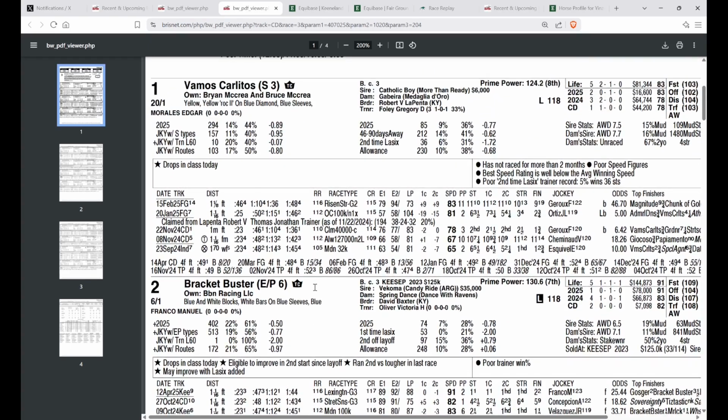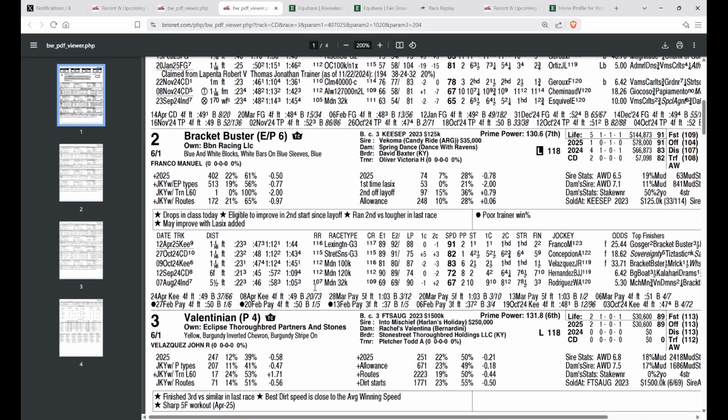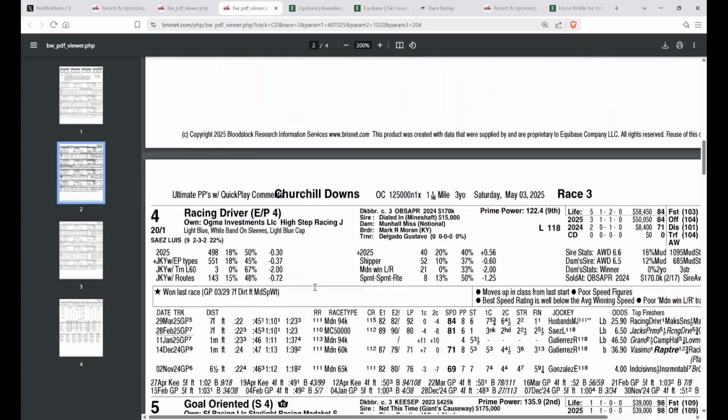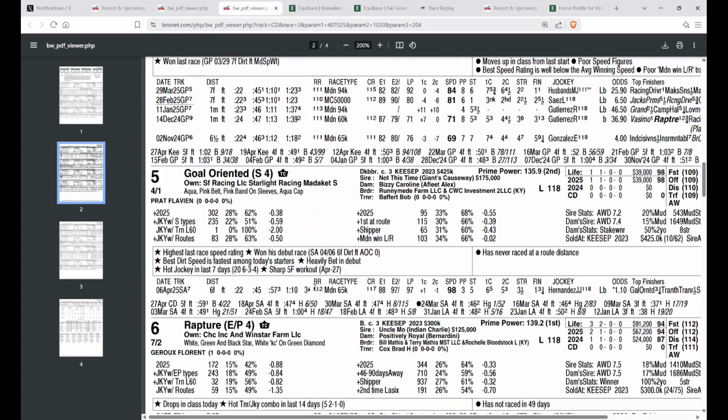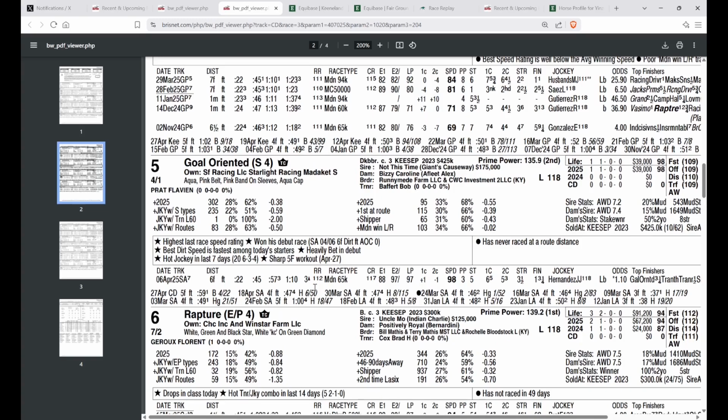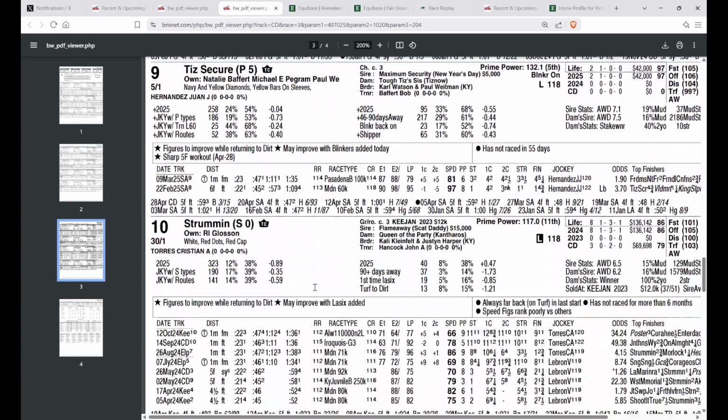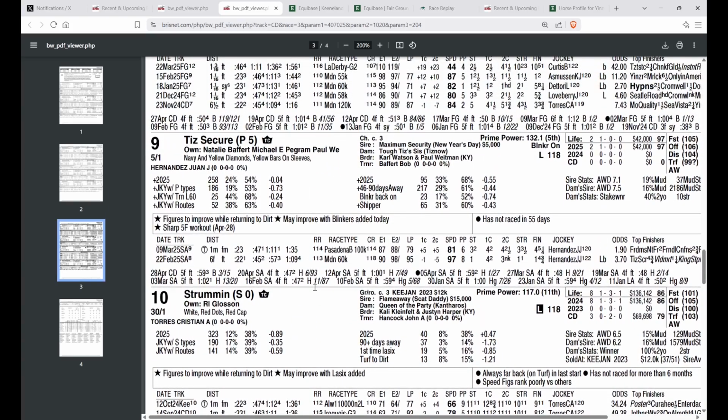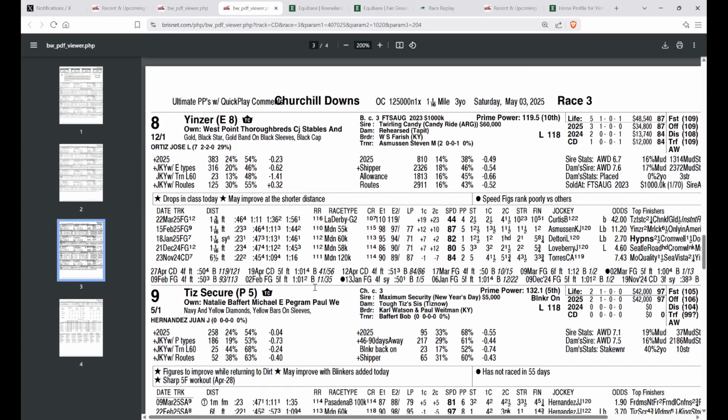When I go through these horses, even though Bracket Buster set the pace in the Lexington Stakes, he isn't that fast. And there are 2 Baffert horses in this race, but oddly, none of them are speed horses. Goal Oriented was a closer in his maiden win, although that might change going in a route race. And there's also Tiz Secure, who was a stalker in both of his races, even in a route race on turf. And so I don't see a lot of speed in this race. And the fact that Yinzer was pace compromised in the Louisiana Derby from a speed standpoint, and now he's cutting back in distance, he's going to be able to use his speed more effectively here.